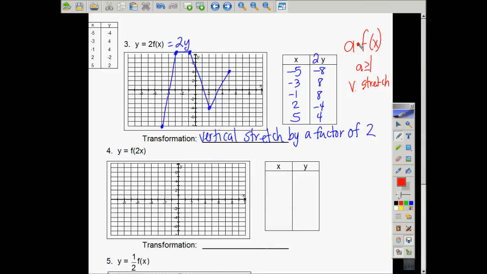All right, so now I'm on the inside. So who am I affecting? The X. So to every x value of my original function, I'm going to do what? Multiply by 2. Did I do anything to my y? No. So I'm going to multiply everything by 2. So what's my first one? Negative 10. Then negative 6. Then negative 2. Then negative 4. Then 10. But did I change my y's? No. So those are my new coordinates.